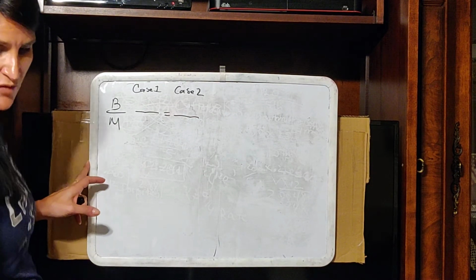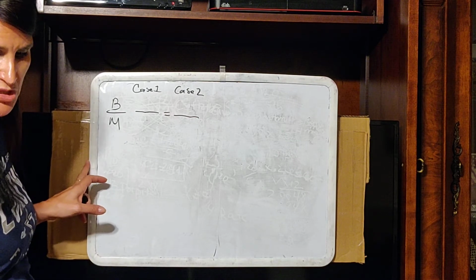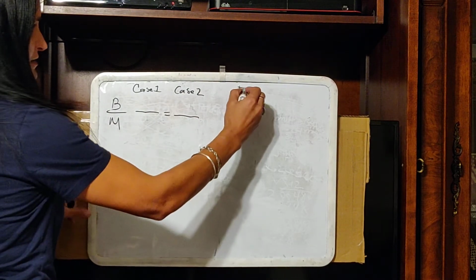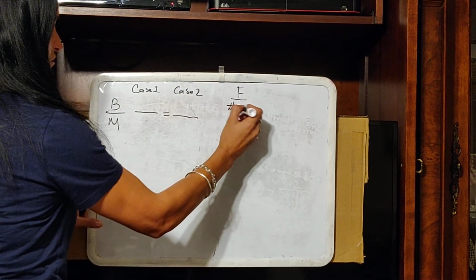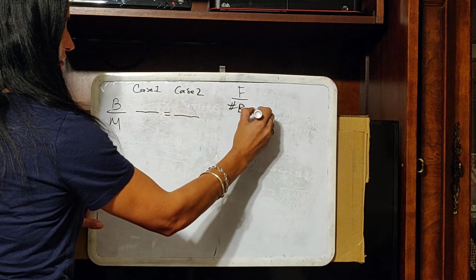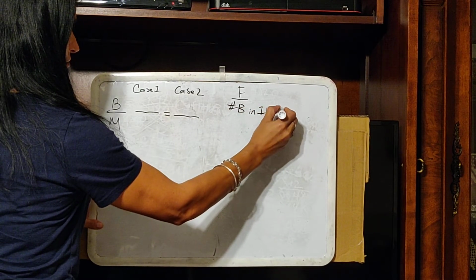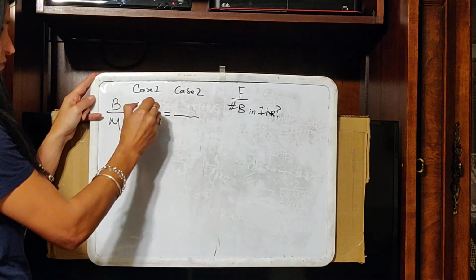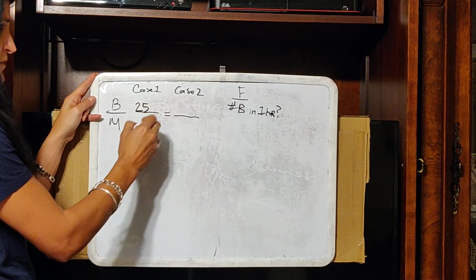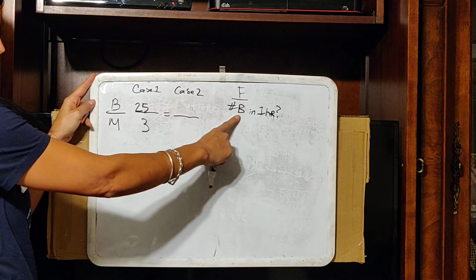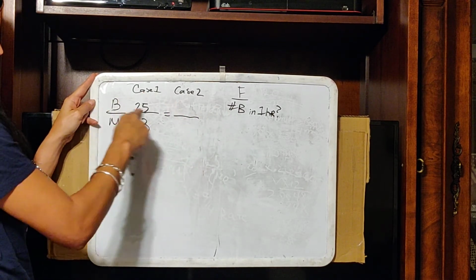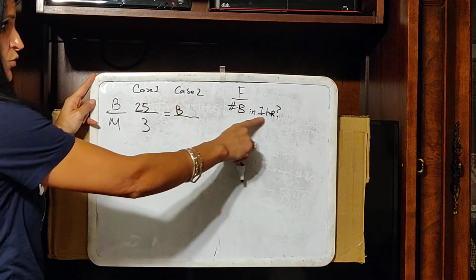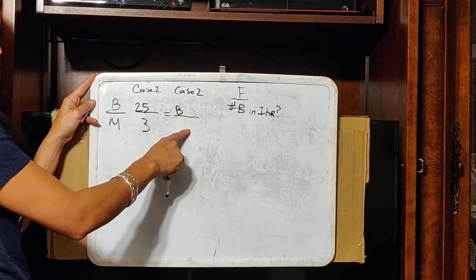Now, 25 bows in 3 minutes. How many bows can she tie in 1 hour at that rate? So my find is going to be number of bows in 1 hour. Okay? So over here we said 25 bows, 3 minutes. Over here we want to find the number of bows, so that means the bow column is going to be blank, so I put a B. And then 1 hour is going to go in my minute column.